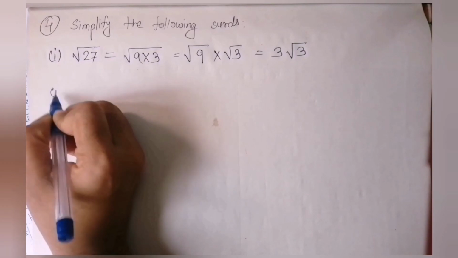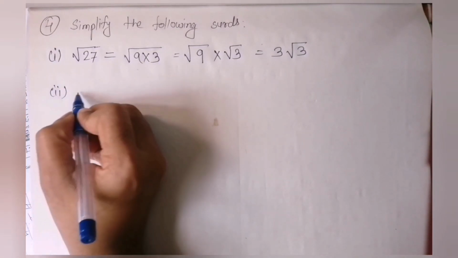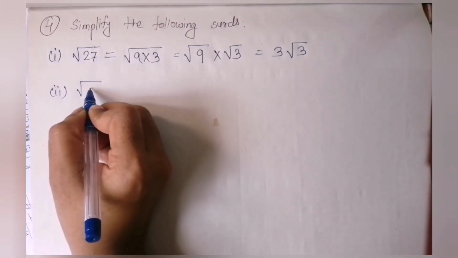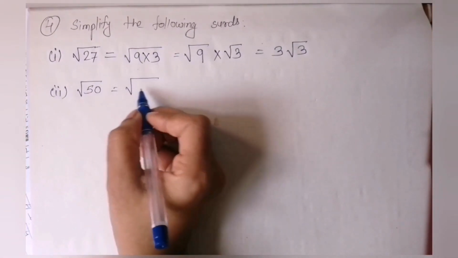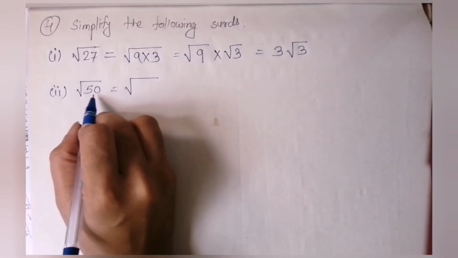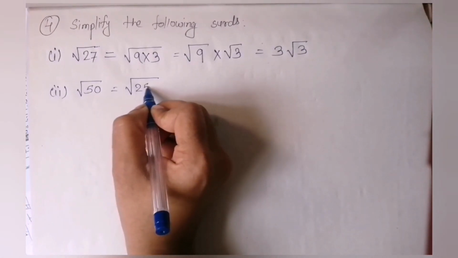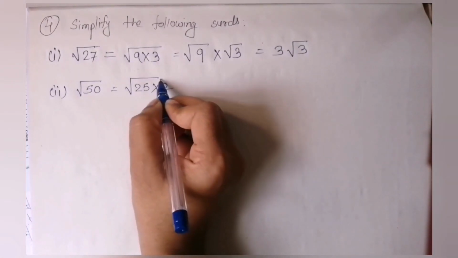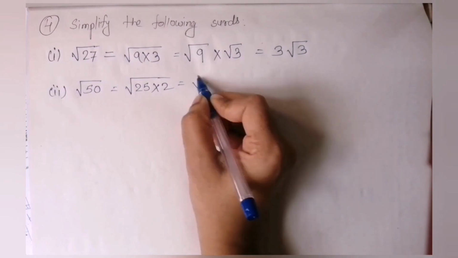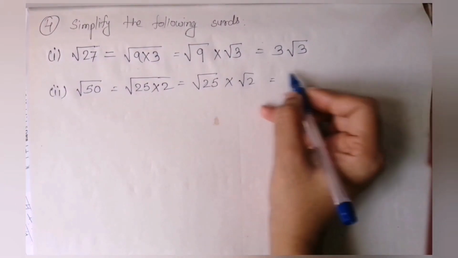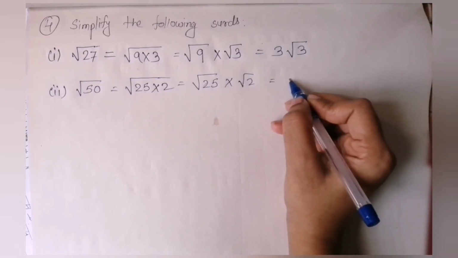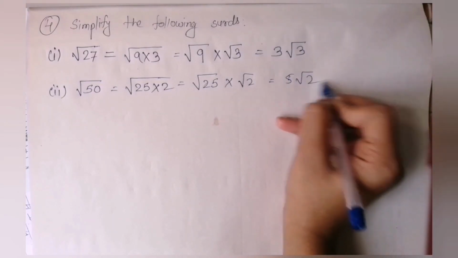Okay, now look at the second question. We have under root of 50. Now again we have to simplify, means we have to factorize. So 50, 25 2s are 50. Now just separate that. Square root of 25 multiply square root of 2. We will get square root of 25 is what? 5, and root 2 as it is.